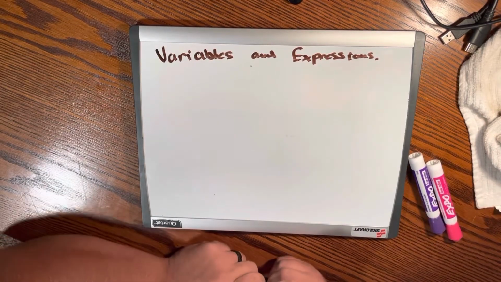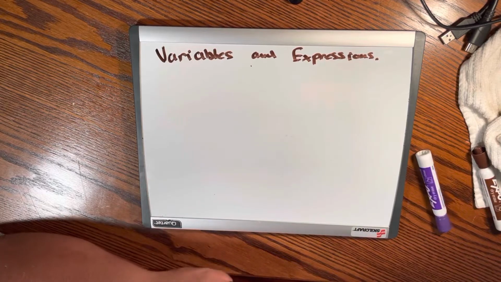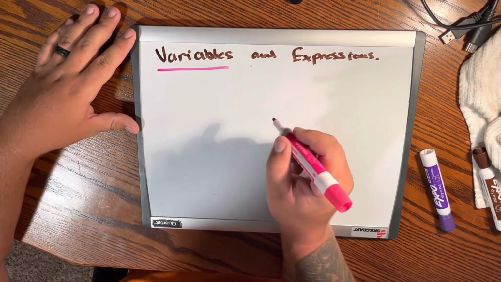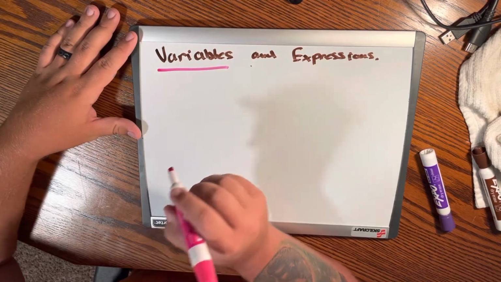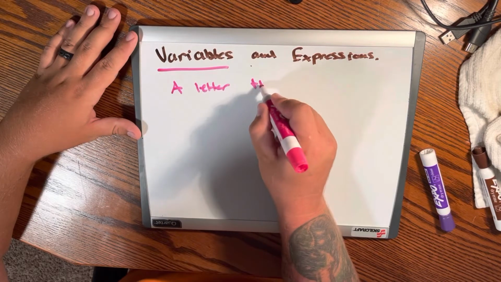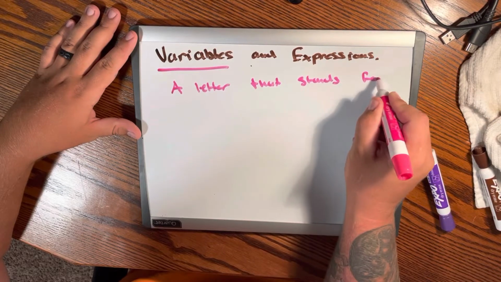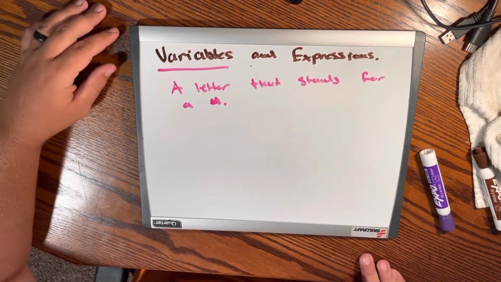So these vocab words, or terms, I guess. If it's more than one word, I guess it's a term. So the first one is the variable. What is a variable? A variable is a letter that stands for a number. All right, so it's a letter that stands for a number.